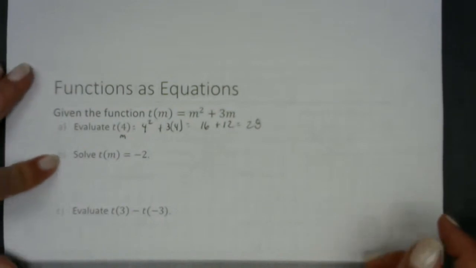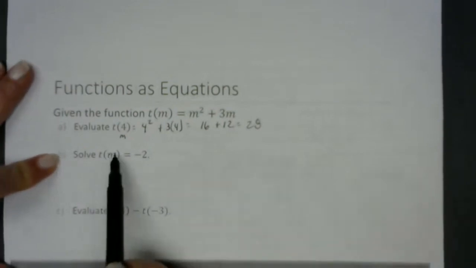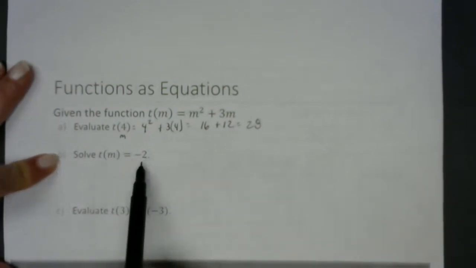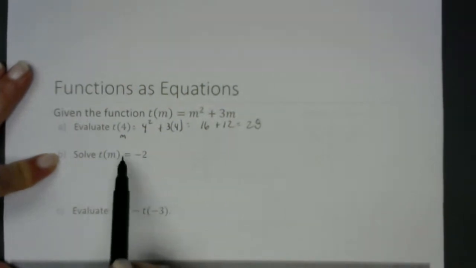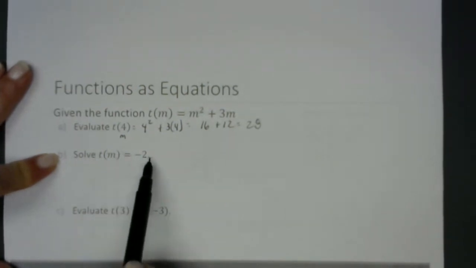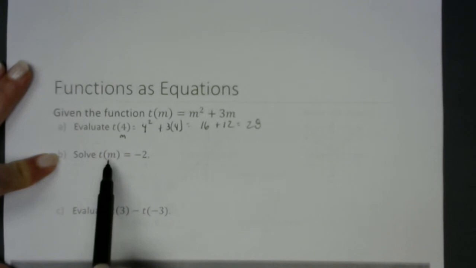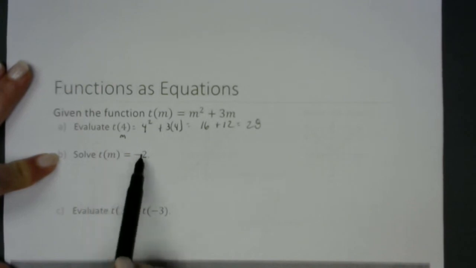Okay? Part B says solve t of m equals -2. This is now telling me that the output, or t of m, equals -2. It's kind of like the y if it was on a graph, right? So what do I want to do here?